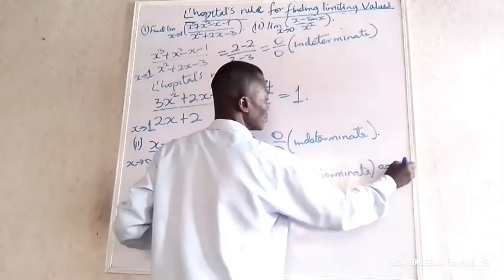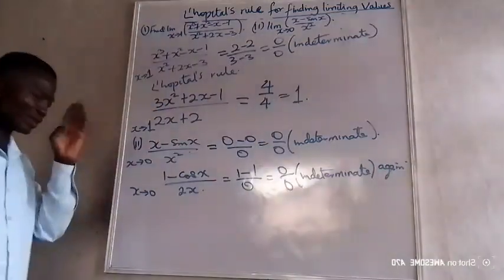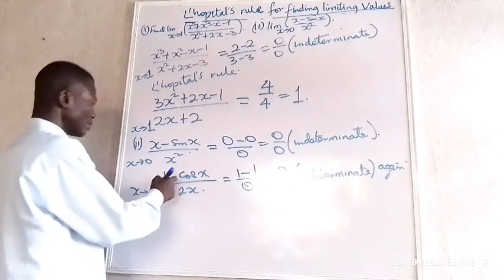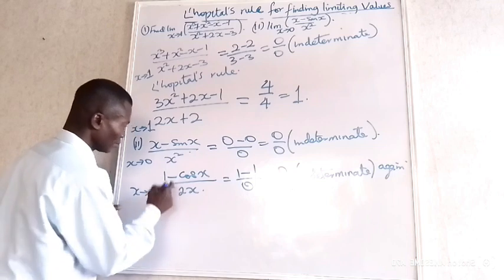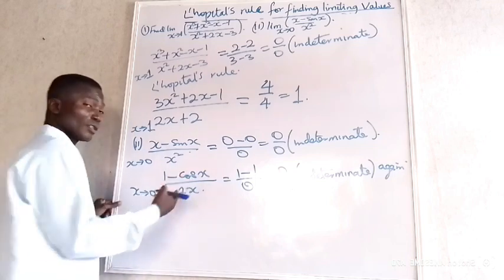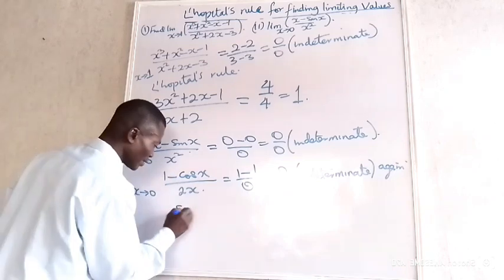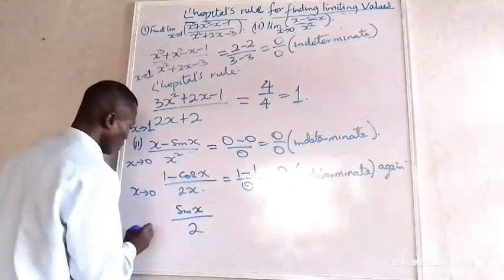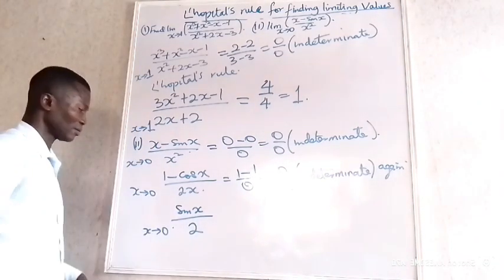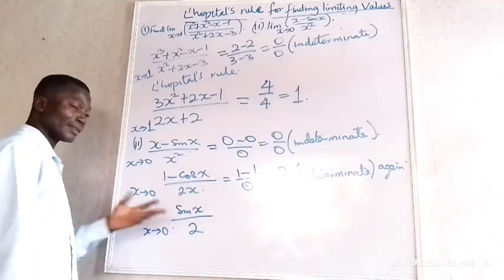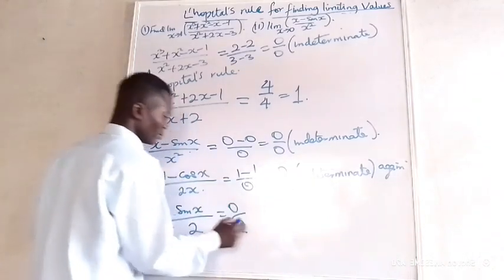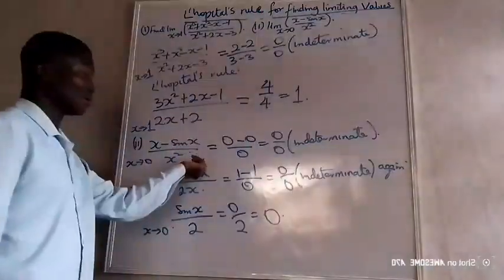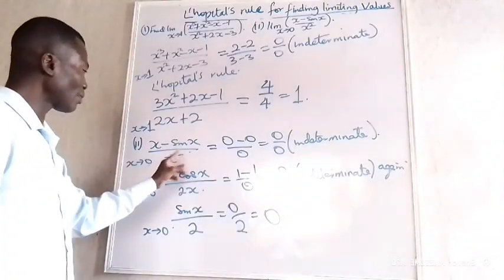Again, like I said before, if we encounter this kind of situation, what do we do? We differentiate again. So if I differentiate this again, what is the differentiation of cos x? That's minus sin x. Minus times minus, that's sin x, divided by 2 when x tends to 0. So sin 0 is 0 divided by 2. You can see, so this is determinate. Our answer is 0. So the limiting value for x minus sin x over x squared is equal to 0.